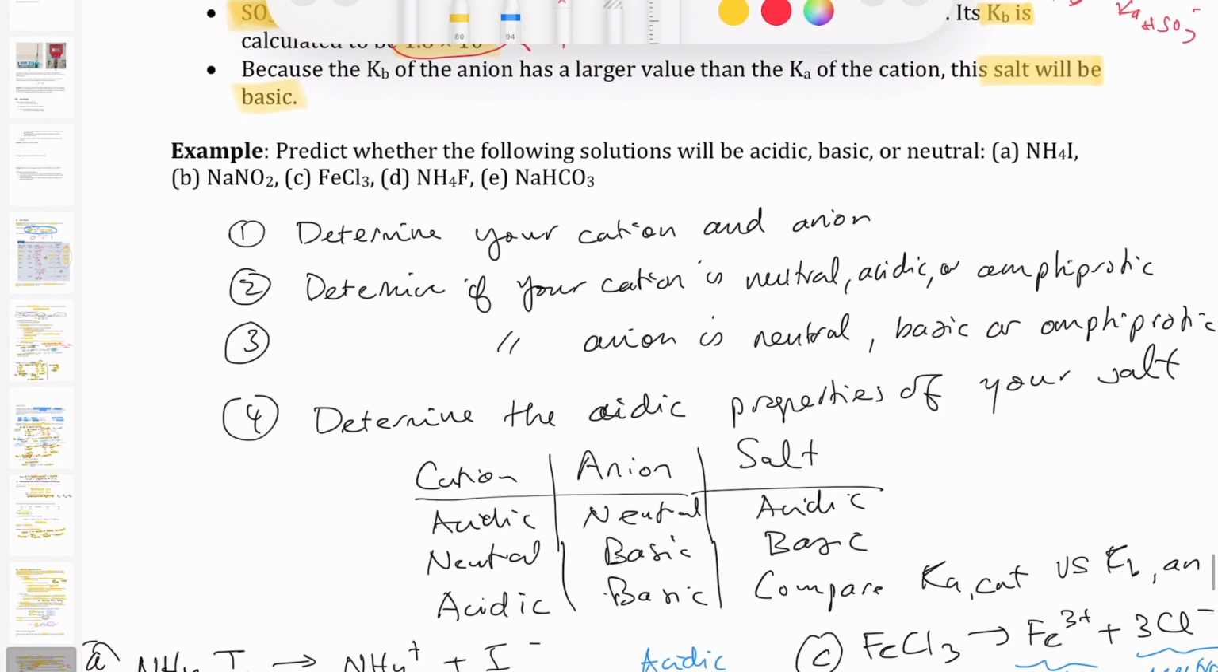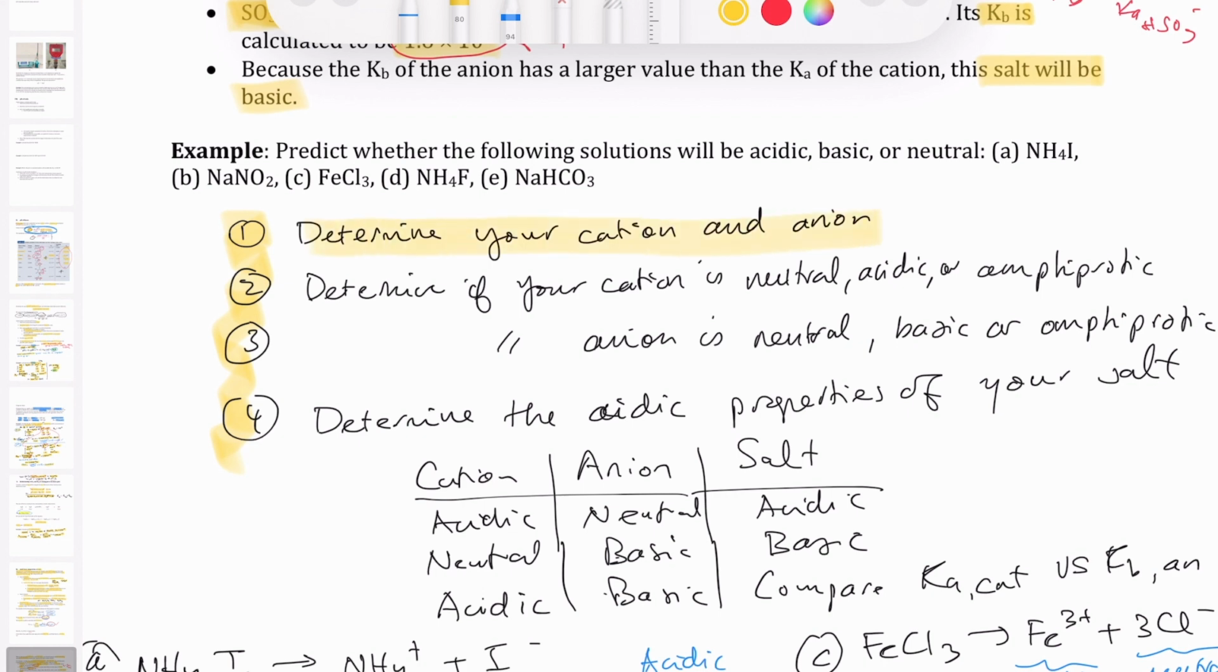So let's walk through this example on how to predict whether a salt solution will be acidic, basic, or neutral. Again, this is going to require you to understand a number of things. So I want to point out the steps of analyzing salt type problems. First, you want to determine your cation and anion in the salt.